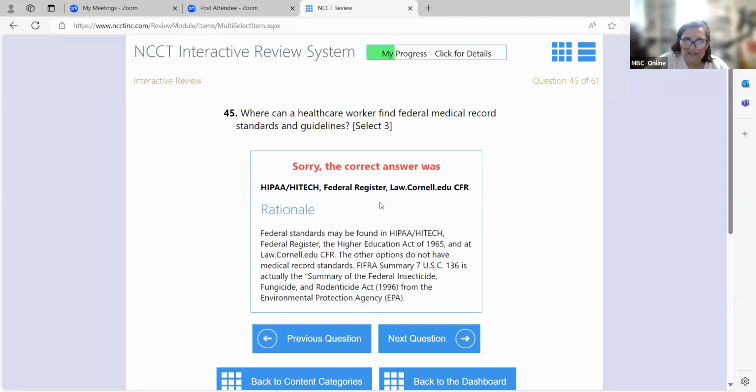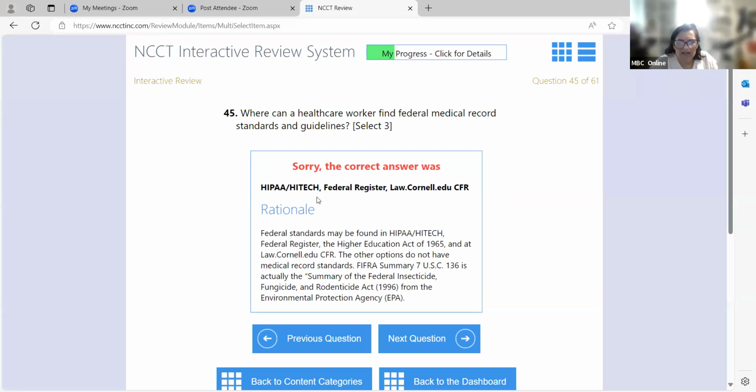You were close. I don't know anything about the law. So HIPAA, high tech, which we would kind of think of as being true because HIPAA has those laws. The Federal Register is something that has to do with Medicare and guidelines like that. So that's where you would find it, and that's why that answer is correct.